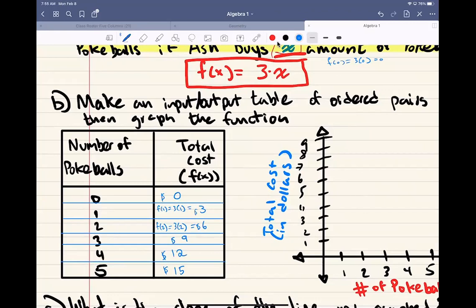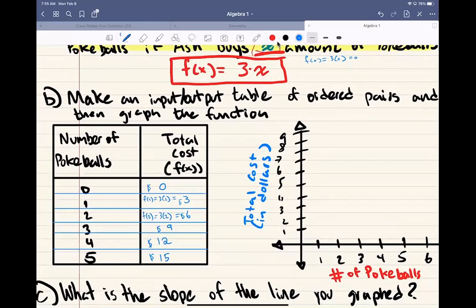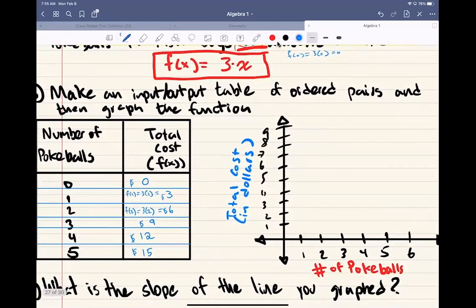Now it says graph the function. So all you gotta do is plot these ordered pairs, okay? And in my graph, there's not gonna be enough room to graph everything, so we're just gonna graph the first 3. All right, so we look at our first ordered pair at 0, 0. So we're gonna go over to our graph and plot 0, 0. 0, 0 is gonna be right here at the origin, right? Then if you look at our next point, it's gonna be 1, 3.